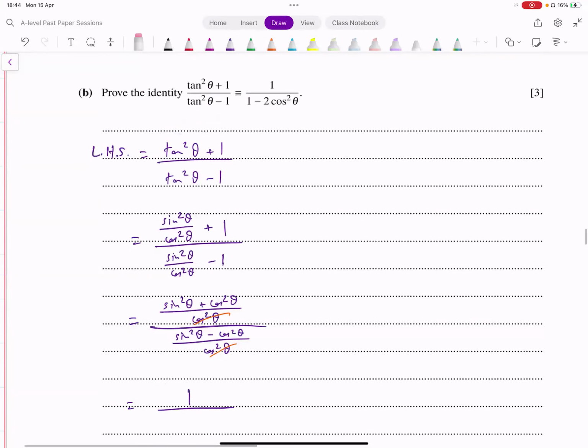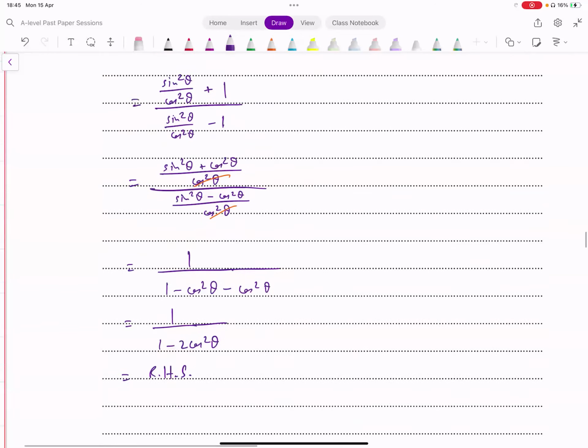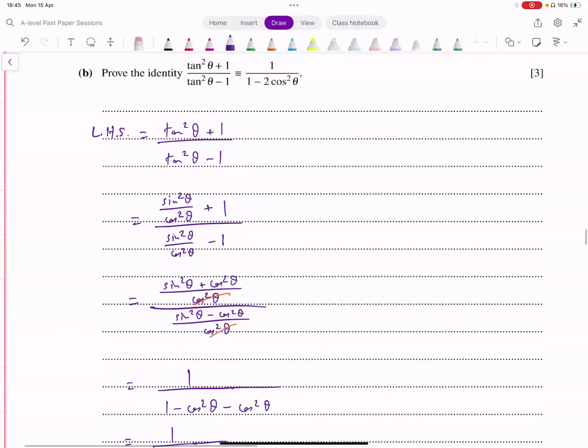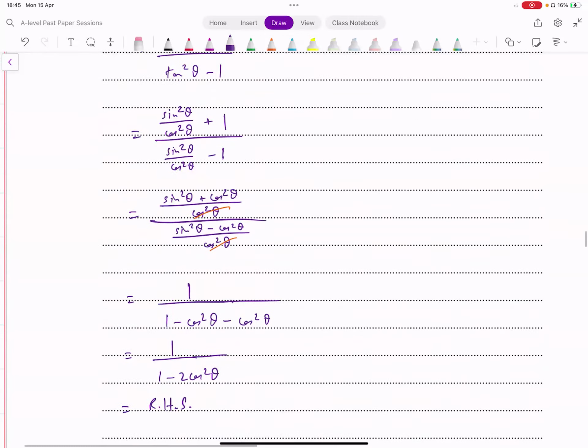Remember what you want at the end? You want something that's only in terms of cos. Can you convert the sine to cos as well? You can write it as 1 minus cos square. So you have 1 minus cos square theta minus cos square theta. And that becomes 1 over 1 minus 2 cos square theta. And that is what we were looking for. So keep the end in mind. What do you want at the end? You wanted something that's only in terms of cos. So you wrote tan as sine over cos and then simplified everything to get something like this. Does that make sense?